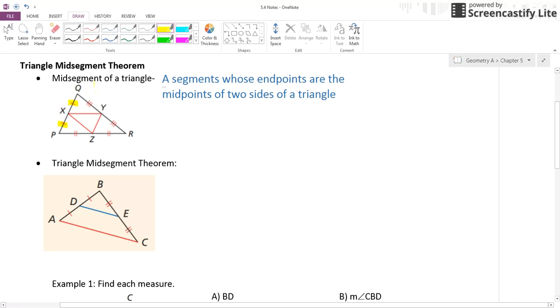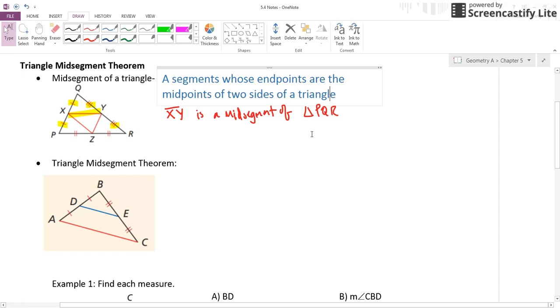Therefore, that makes this segment XY a midsegment because Y is also the midpoint of QR. Again, that is what a midsegment is. So for example, XY is a midsegment of triangle PQR. Looking at this diagram, you should also be able to pull out two other midsegments. Can you guess what they are? They should also be XZ and YZ, midsegments of PQR.